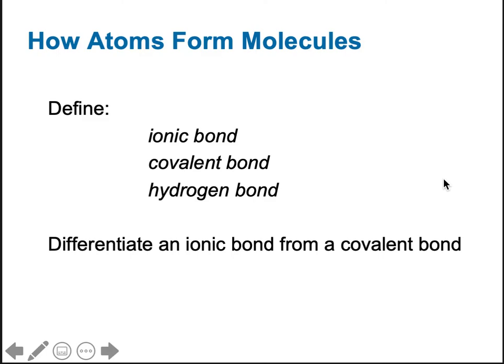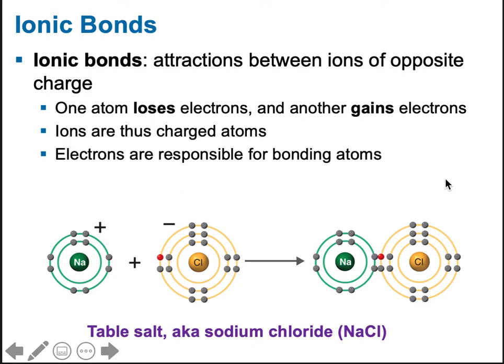So what are atoms? How do we know about different types of bonds? So make sure that you can differentiate between an ionic bond and a covalent bond and a hydrogen bond, okay? So ionic bonds are attractions between ions of opposite charge, right? So here we have a sodium ion, and it's positively charged. And then here we have a chloride ion, and it's negatively charged. And so what does that mean?